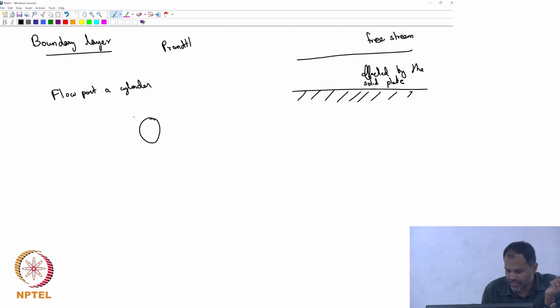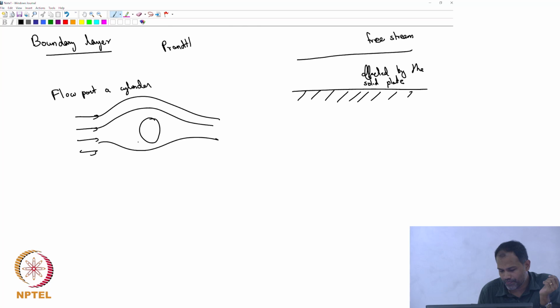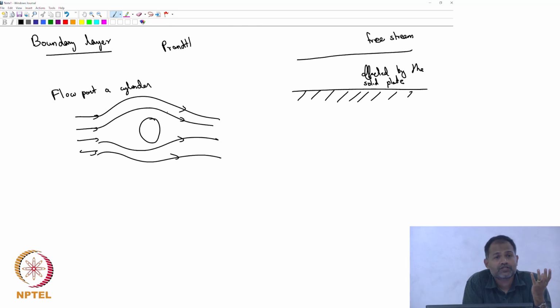Okay, so if you have a cylinder and fluid is approaching, and then it basically goes that way. We now know that the solid is going to exert... so the fluid is going to exert a force on the solid object. And that force can actually have two components: a component that is parallel to the flow direction and a component that is perpendicular to the flow direction.